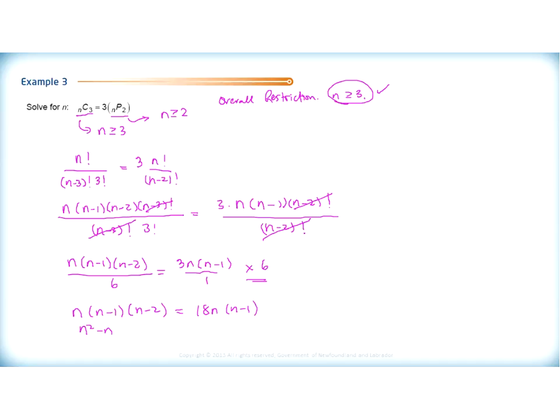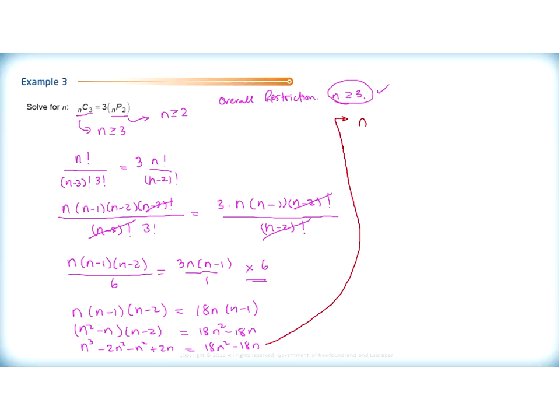Now we're going to get n squared subtract n times n subtract 2 equals 18n squared subtract 18n. Now let's multiply the left side here. I'm going to have n cubed subtract 2n squared subtract n squared plus 2n equals 18n squared subtract 18n. And we end up with a cubic here. Now let's come up here to the top of the page and let's finish this. Hopefully we'll have enough room here.